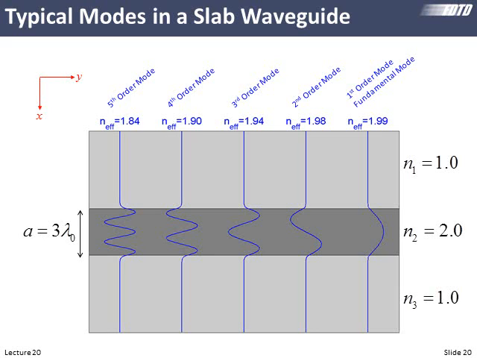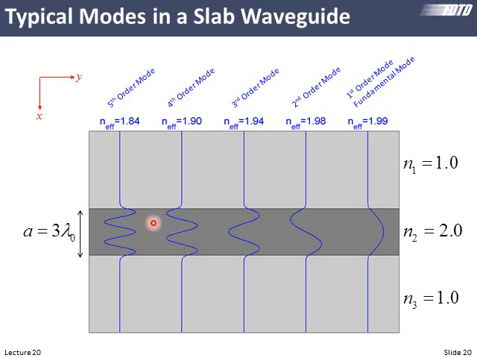We have a core that's 3 wavelengths wide and has a refractive index of 2 embedded in air. So the surrounding refractive indices are 1.0. And we're calculating the fundamental mode, and we see that it has an effective refractive index of 1.99. Remember, the way we're identifying this is looking for the largest real value. So that's clearly the largest. And so then we have our second order mode, third order, fourth order, fifth order.